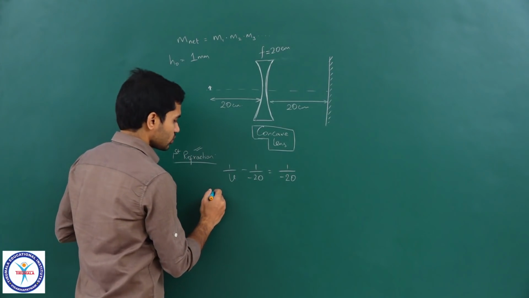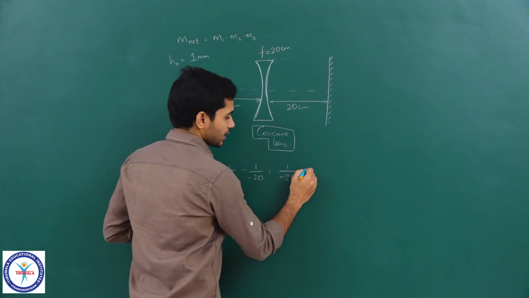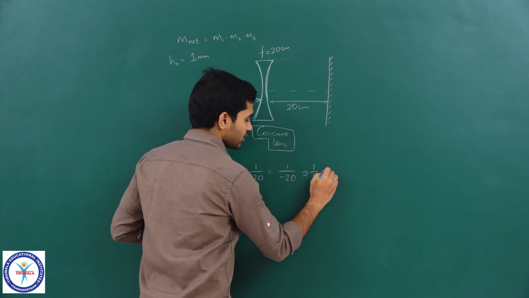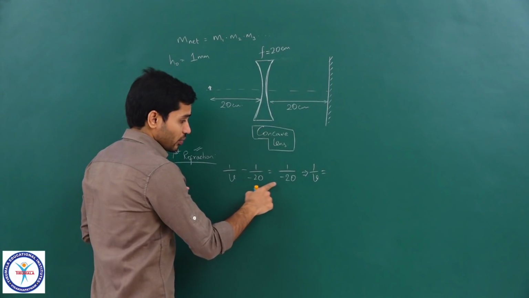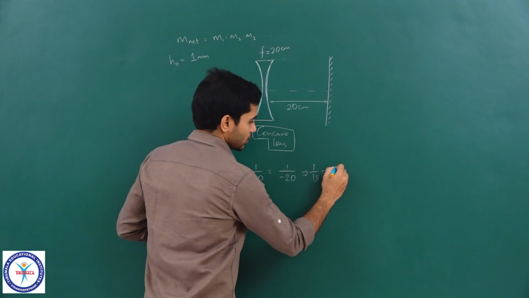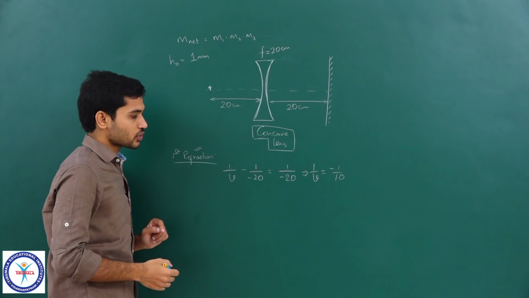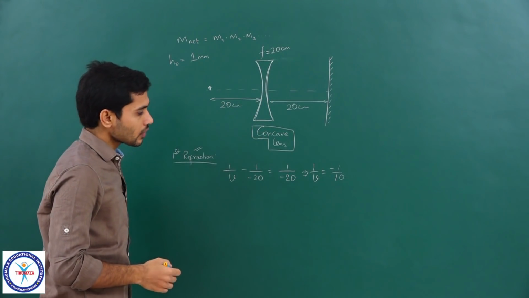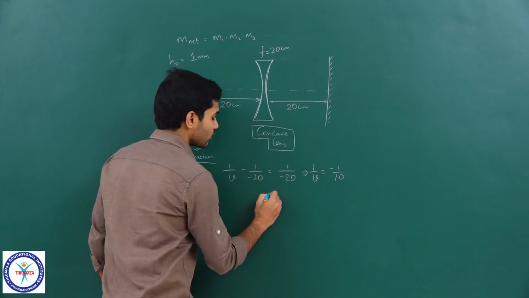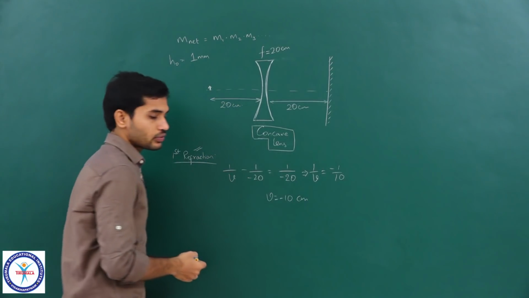So, simplifying this, if this goes on to the other side, it tells me that 1 by V is equal to minus 1 by 20 minus 1 by 20, which is minus 1 by 10, correct. So, that is the expression which we would be getting. Solving that will give me the value of V as minus 10 centimeters. So, now we draw the ray diagram.